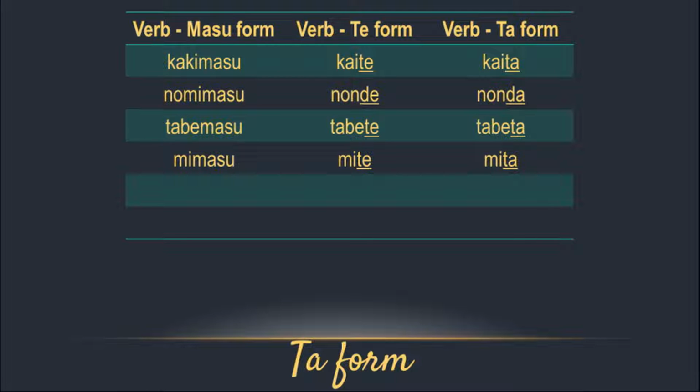For the verb mimasu, which means to see or watch, its te form is mite. And by replacing te with ta, we will get mita, which means saw. For the verb shimasu, which means to do, its te form is shite. And by replacing te with ta, we will get shita, which means did. Let me give you one more example. For the verb kimasu, which means to come, its te form is kite. And by replacing te with ta, we will get kita, which means came. Just try to recall the te form first and the construction will become easy.